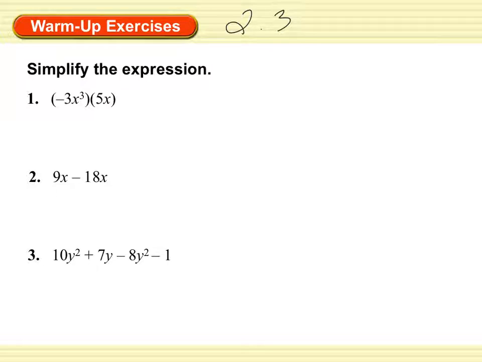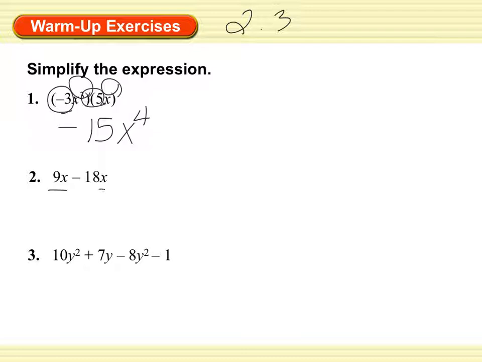So, simplify the expression. If you remember some of our rules on exponents, when you multiply two monomials with exponents, you add the exponents. So I've got negative 3 times 5 is 15, and x to the third and x to the first would give me x to the fourth.